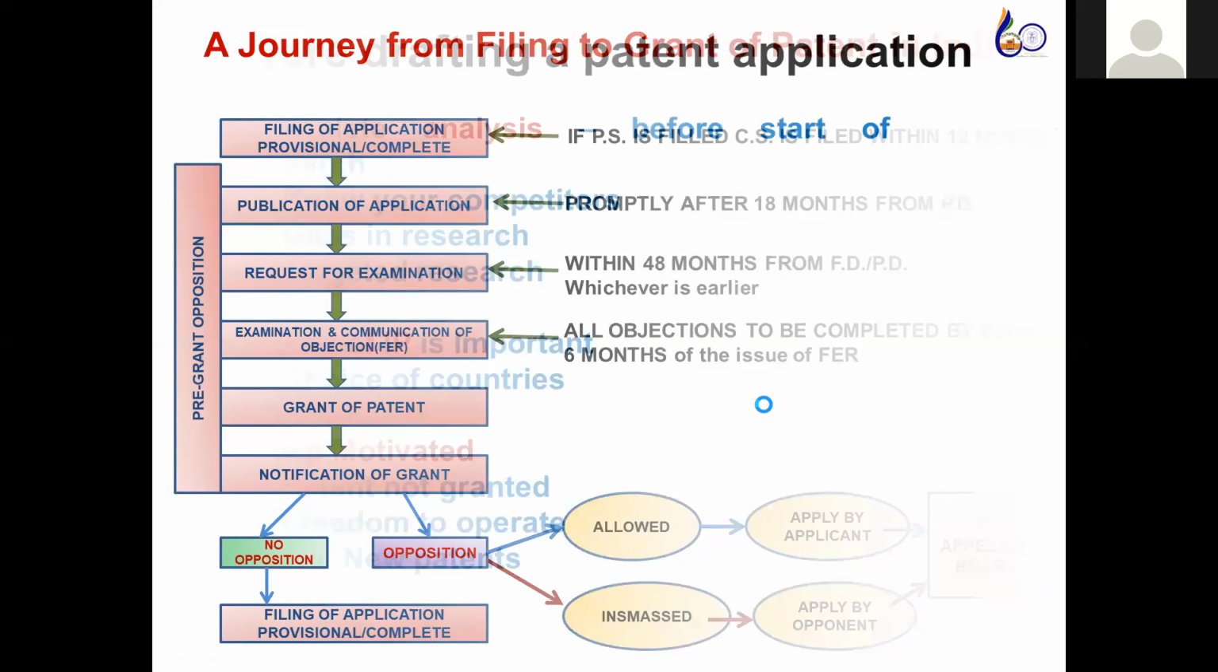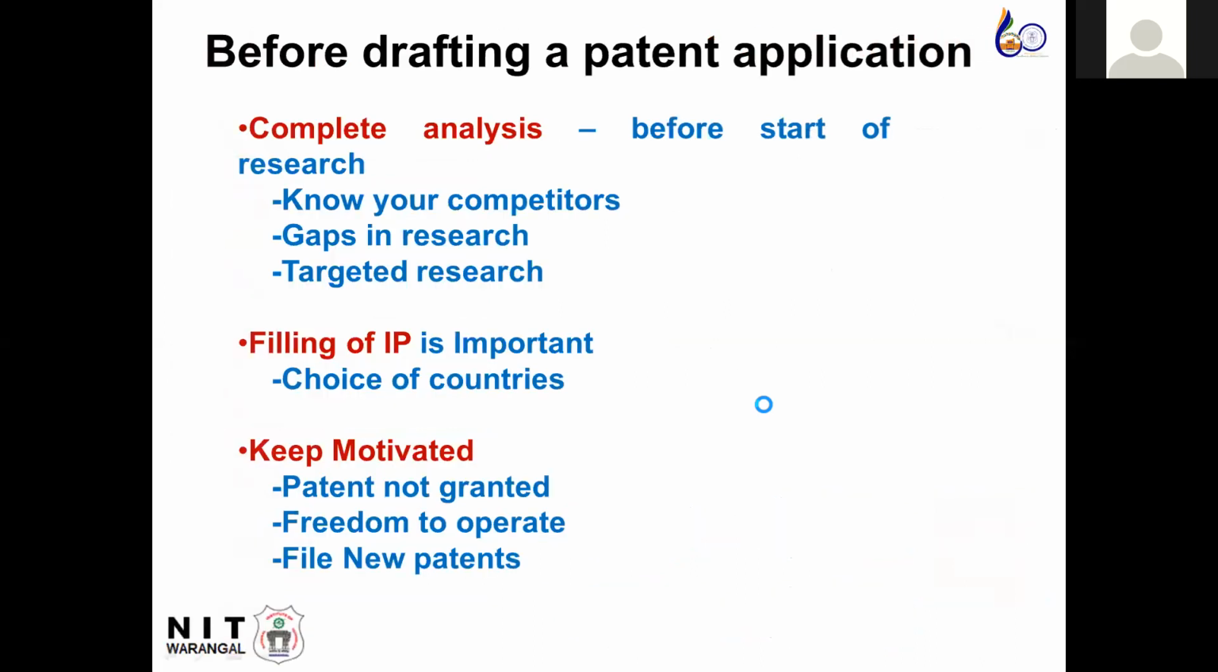Before drafting any patent application, you have to do a complete analysis. Complete analysis in what way? You have to do prior art. Know your competitors. Suppose you have this product, is any similar product available in the market? Who are the competitors? Who are the takers? What are the gaps in the research? The competitor is providing that, but it is lacking some things, so you have to incorporate that in your product. Targeted research: whom are you targeting? Whether you are targeting cancer patients, or the general public, or only industrialists, or only MNCs.